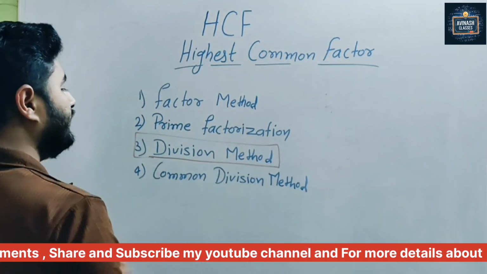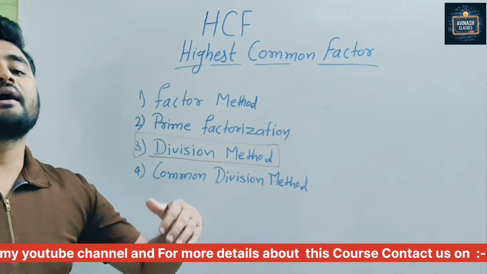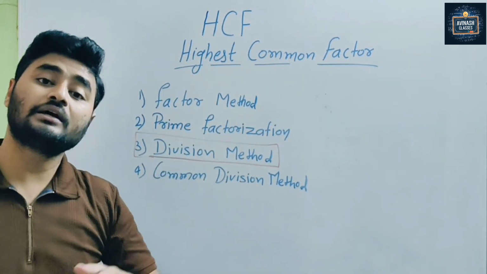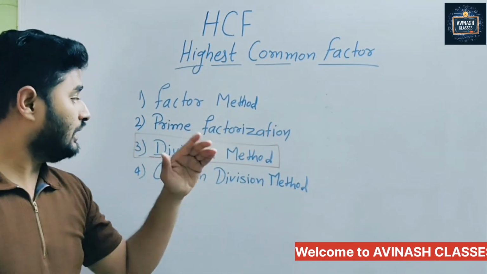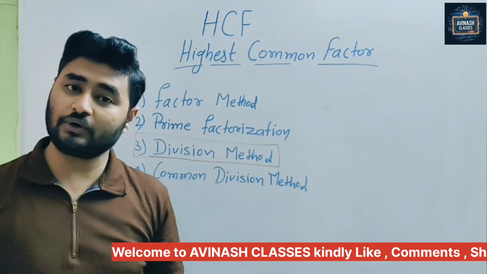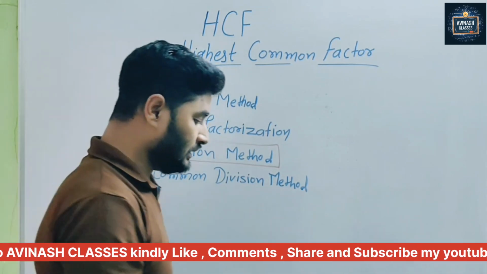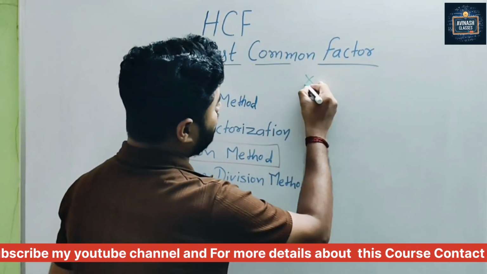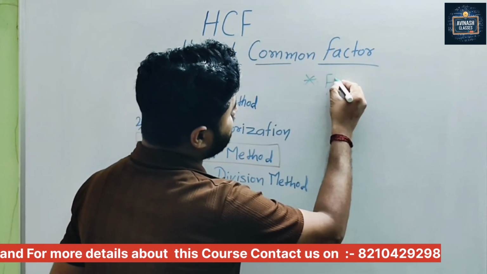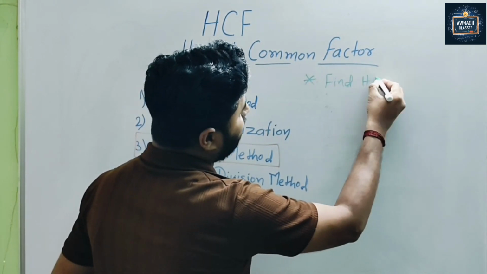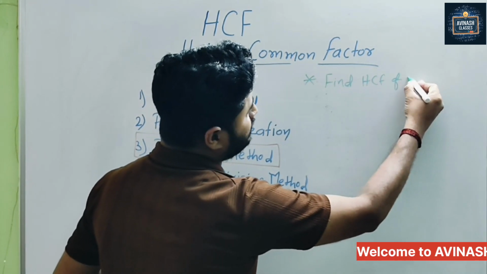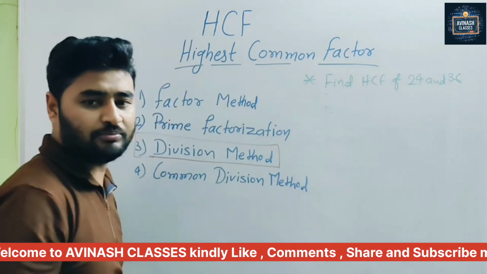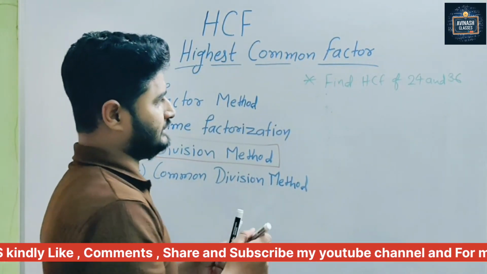Okay, so if in an exam a question comes, "Find the HCF by using the factor method," then only we go with the factor method, otherwise we go with the division method. Okay, so this you understand. Now after that, we are going to learn one question. So here we write: find HCF of 24 and 36. Okay, we are taking small numbers, 24 and 36.